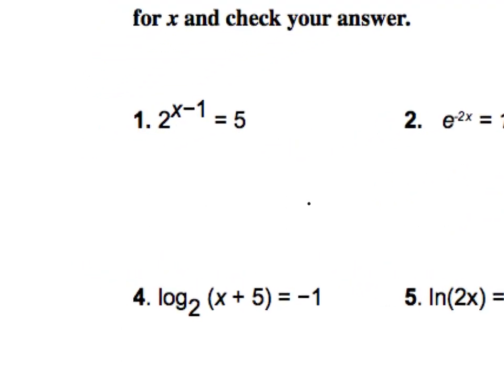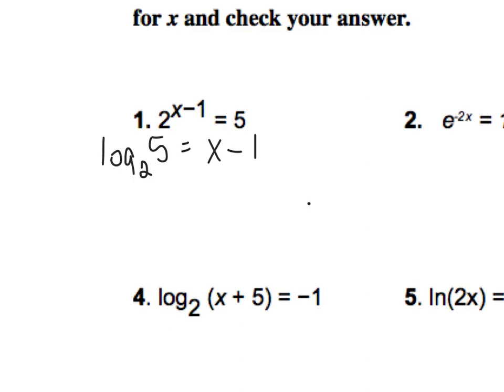If we have 2 to the x minus 1 equals 5, we don't know how to find x just with any guess and check or anything like that. So what we need to do is rewrite it as a log, and that will bring that variable out of the exponent. If we rewrite that problem as a logarithm, we'd have log base 2 of 5 equals x minus 1. That brings that whole x minus 1 down out of the exponent.